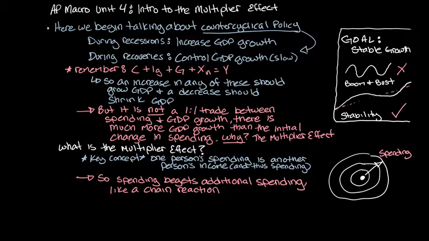So long story short, we're looking to control GDP in order to get long-term stable growth in the economy. To do so is a little more complicated than it seemed earlier on because GDP grows by a multiple of the initial change in spending. And so if we're going to change consumer spending or government spending or exports, we need to understand how much GDP is going to grow as a result of those changes, and it's going to be a multiple of the initial expenditure.